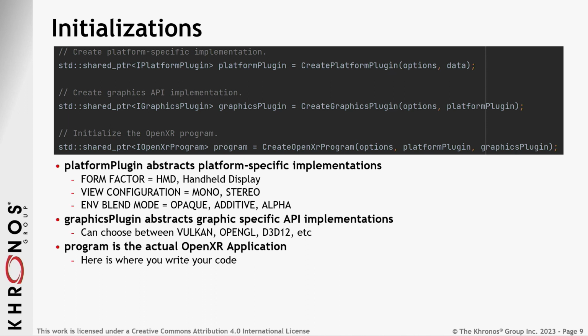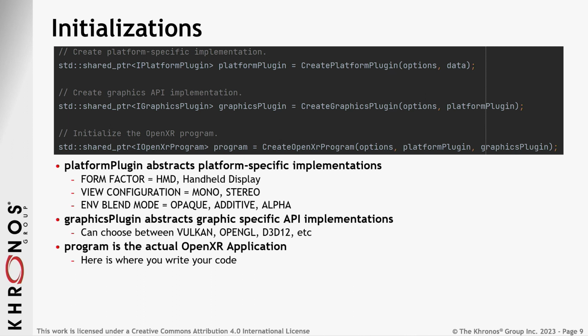But it starts off with these class initializations. So you'll have three: the platform plugin, the graphics plugin, and then the OpenXR program itself. The platform plugin is to abstract away the actual platform. So whether it's a head-mounted display or a handheld display, such as an AR phone, it doesn't matter to OpenXR, but OpenXR needs to be able to abstract that away. Same as whether it's a single display or a dual display.